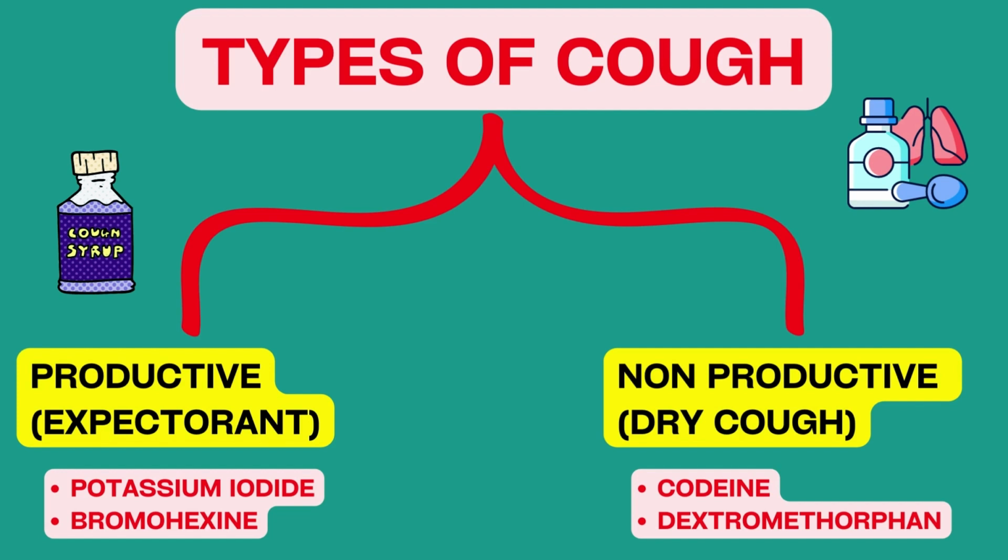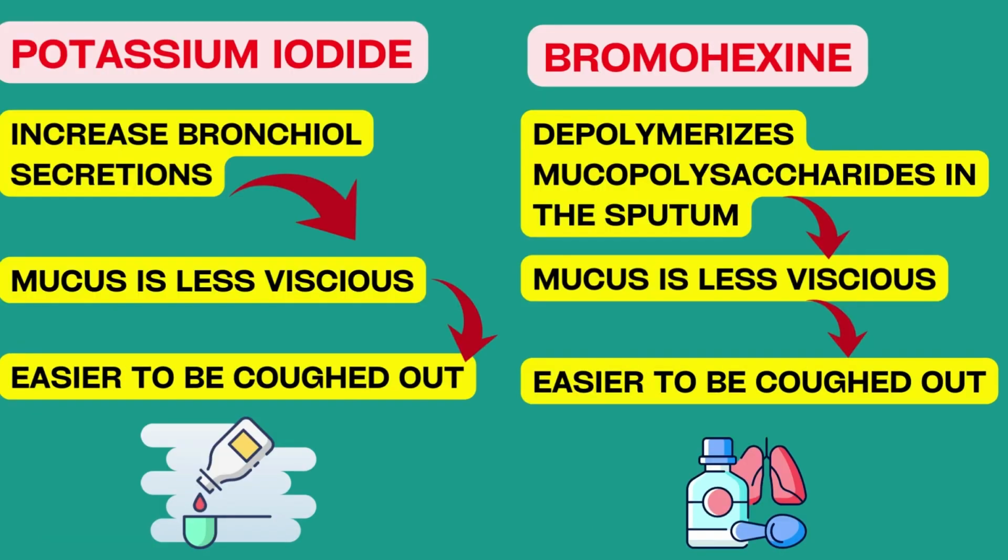Likewise, in the case of non-productive cough where sputum is not produced, we need to use antitussives. Let us first discuss the expectorants. An expectorant is used for productive cough, and it acts in such a way to make it easier to expectorate. You are required to know examples of those expectorants, which are potassium iodide and bromhexine. Bromhexine, for example, depolymerizes mucopolysaccharides in the sputum. This action makes the mucus less viscous and thus easily coughed out.